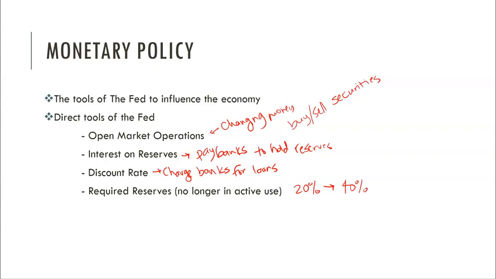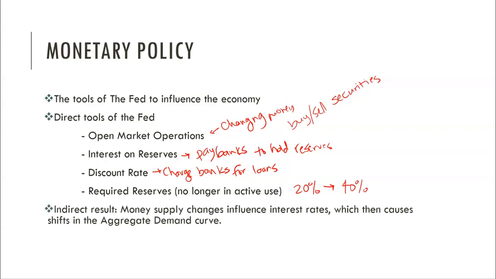However, right now, with high inflation, when their increase of the interest rates weren't really doing much to slow down the economy, they may end up going back to required reserve policies if needed. So they didn't eliminate their ability to do so. They just said, we're not going to do this for now. And so, indirectly, the money supply changes are going to influence interest rates in the overall economy, which then cause shifts in the aggregate demand.